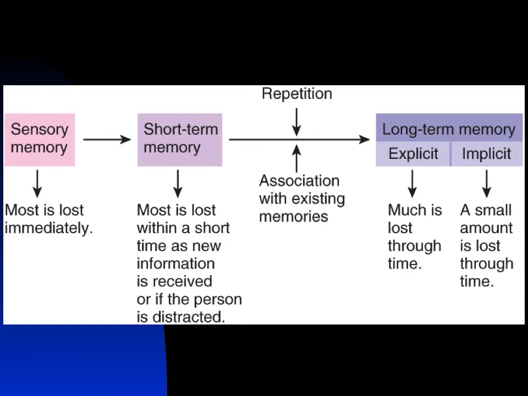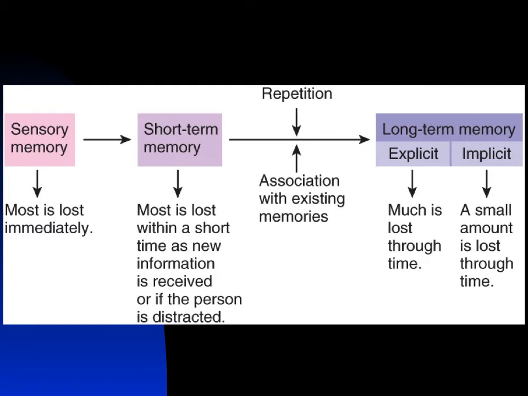But these short-term and temporary memories may be stored in long-term memory if there's repetition, if you have to recall and use that piece of information several times, or if it becomes associated with something you already know or some emotion. Then it may be moved into long-term memory. And long-term memory, if it's explicit, could still be lost over time. But if it's implicit, it will likely remain.